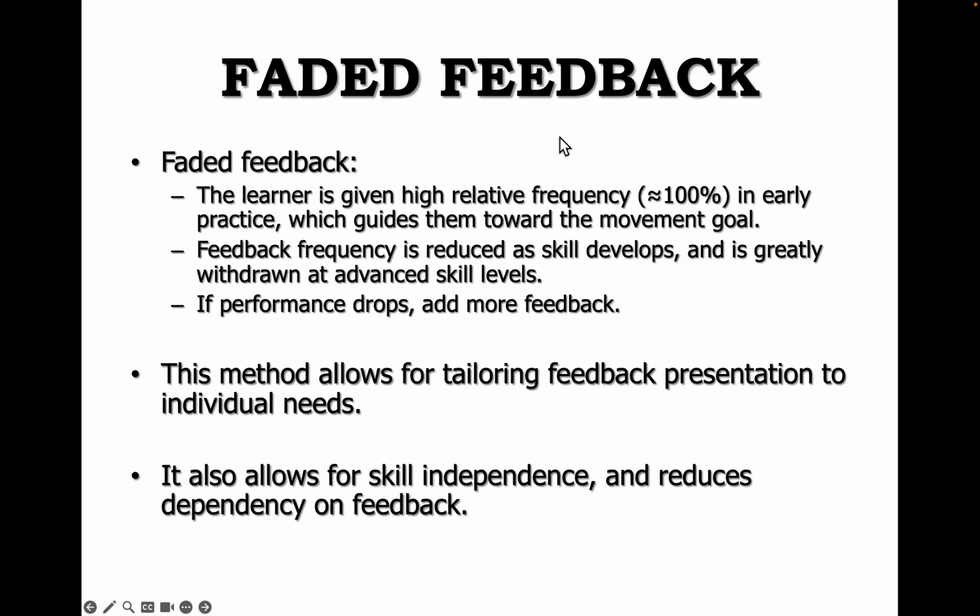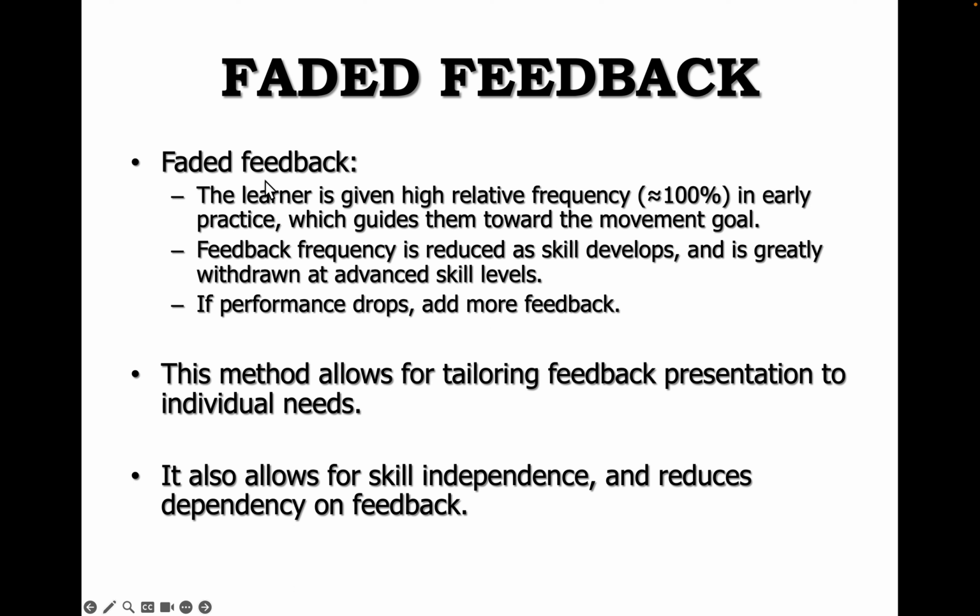Another type of feedback we can use is faded feedback, meaning that early on, when a beginner is learning a particular new skill, feedback is given almost 100% of the time. Now, as the person continues to practice and gets better, becoming more intermediate and more advanced, the feedback is given less and less often. So maybe at the very beginning, feedback is given 100% of the time. In the middle, for intermediates, maybe it's given 50% of the time. Maybe for more advanced athletes, feedback is given only 20% of the time. So with less feedback given as the skill improves, that would be considered faded feedback.